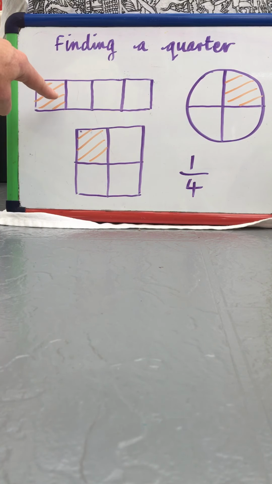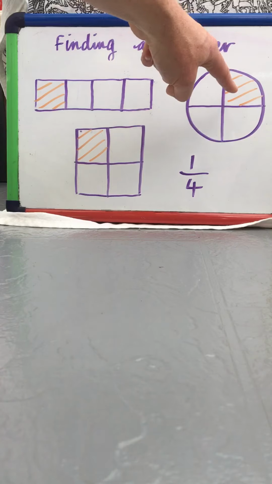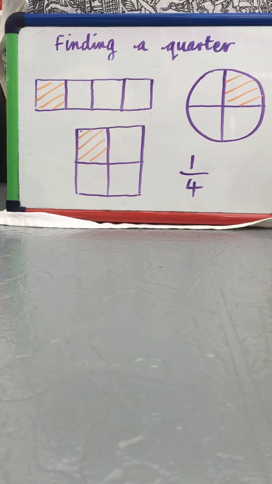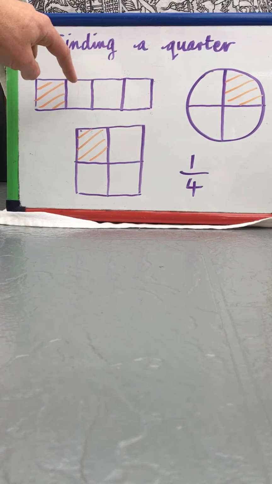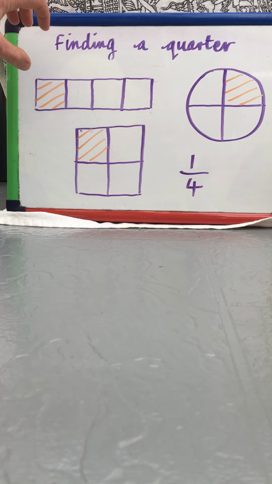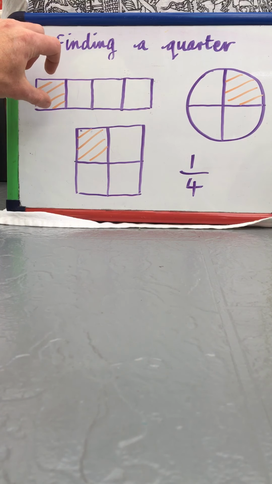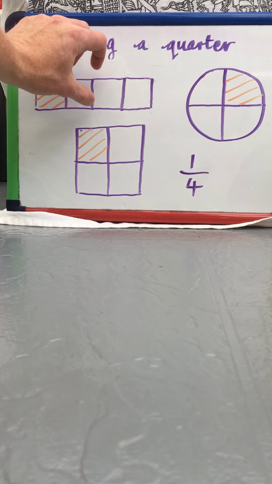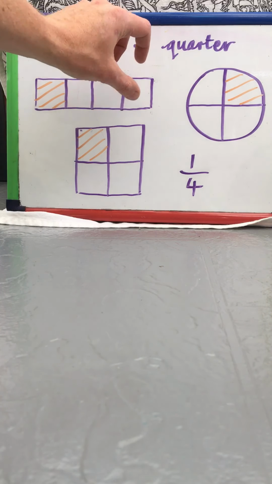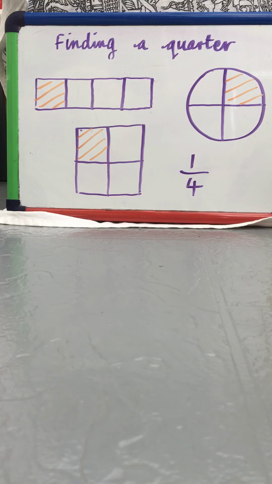You see, 1/4. It's a bit like having 4 friends and you've got to share something between 4 friends, but you all need to get the same. So you have a piece, and then somebody else has a piece, and somebody else, and somebody else, but it's all the same. Quarters means 4 equal parts.